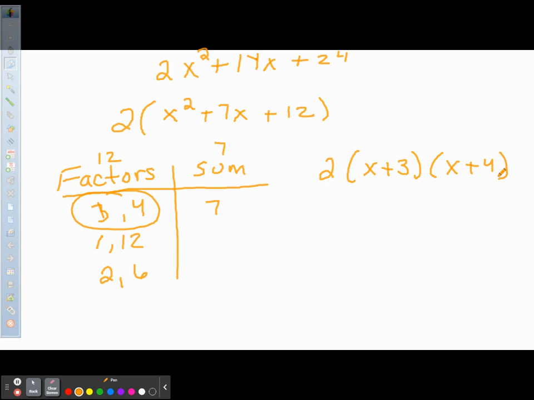So if you ever get a trinomial where you can factor out a greatest common factor, do that first. Because if you do that first, it can make the problem very, very simple. However, sometimes you can't factor out a greatest common factor. Or if you do factor out a greatest common factor, there's still a number left in front of the x squared. That's going to make your problem a little bit more complicated.